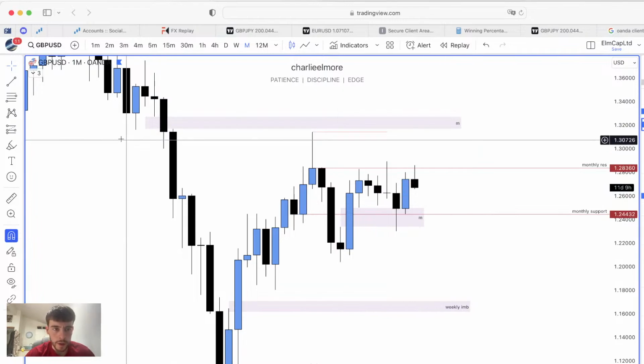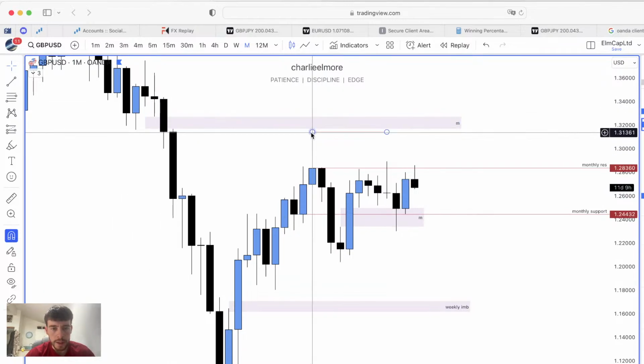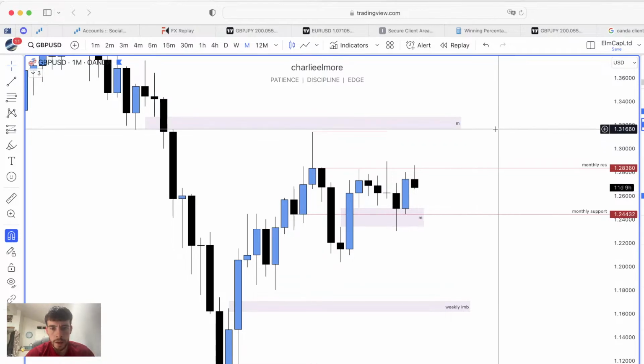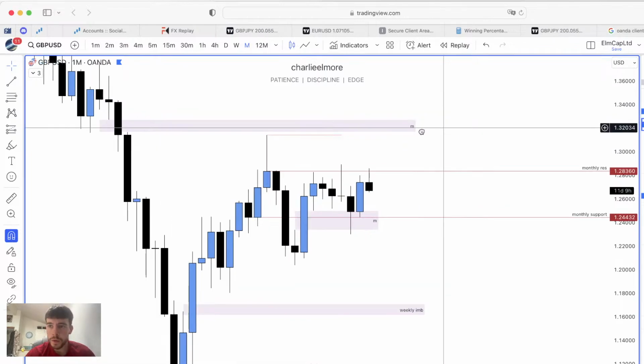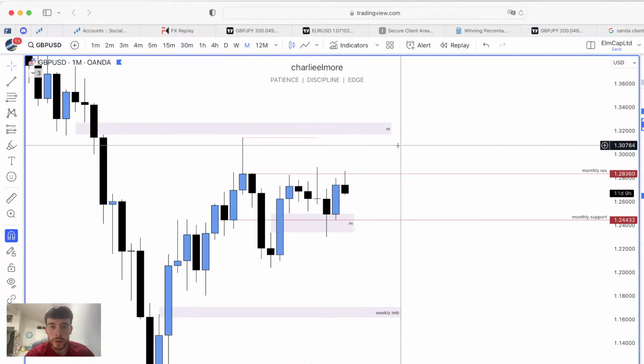What do we have to the upside? We have this monthly imbalance resting above this liquidity, above this high right here. So I do believe price can come all the way up into here. So 1.32 could be on the cards for GU in the coming months. Could be by the end of this year, potentially. I'm not really going to put a time stamp on it, but I do believe it can be reached.